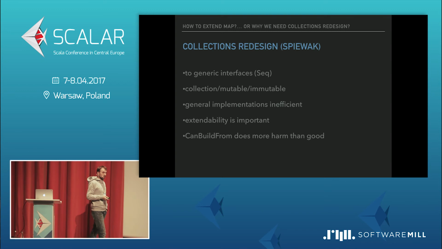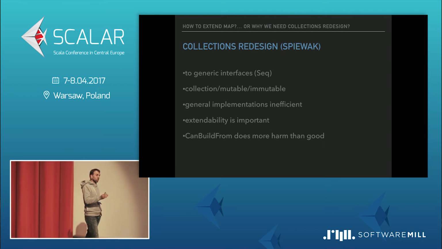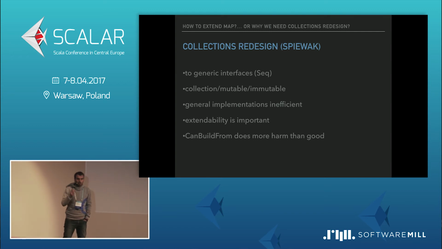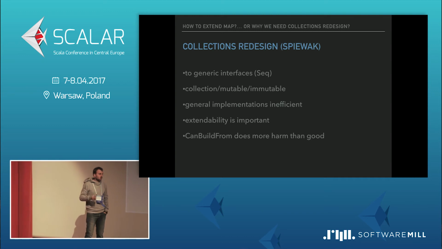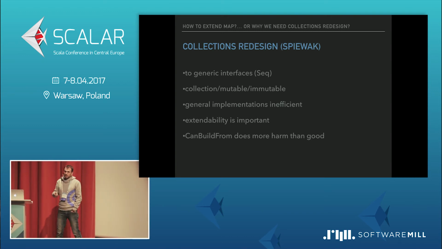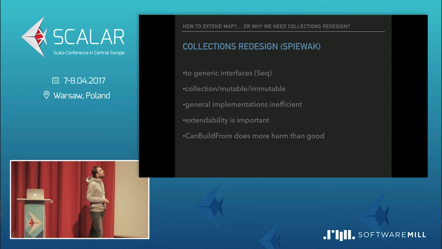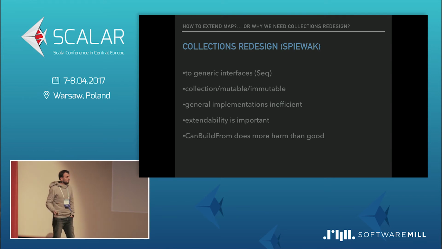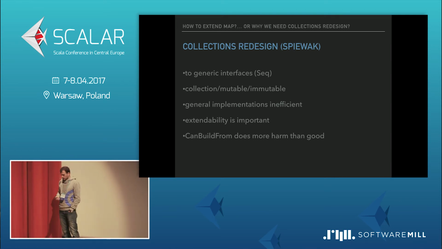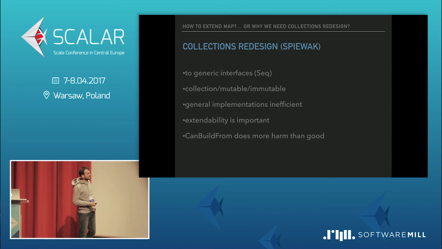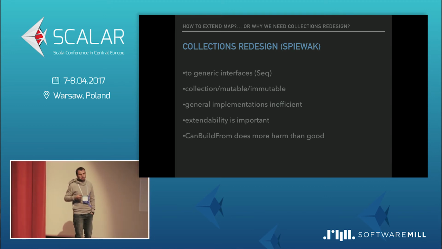He also says that actually the hierarchy for immutable, mutable, and collections are not very helpful, and they induce a lot of boilerplate and complications with types. And he says extendability is important, and also the CanBuildFrom, the builder provider, does more harm than good.